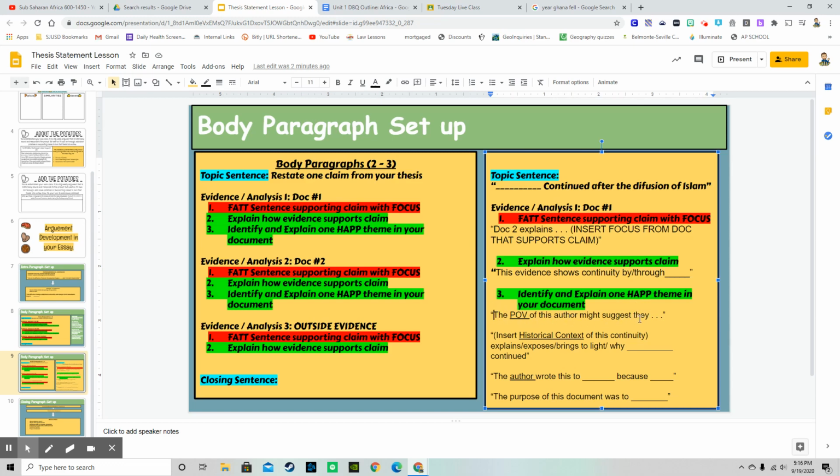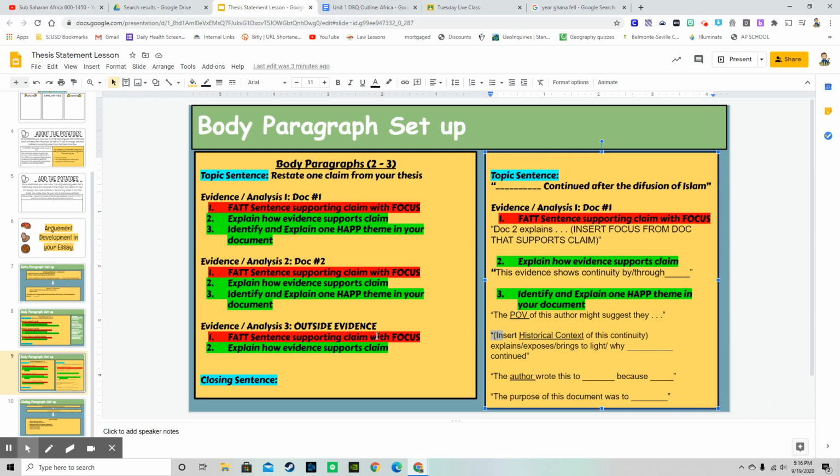The point of view of this author might suggest that what, and then explain why that point of view supports a continuity. Okay, this isn't just a 1-sentence answer. This is a 2-sentence answer as well, if not a really long 1 sentence. Okay, you can do the same thing with historical context. So insert historical context, explain, expose, brings to light why what continued. The author wrote this because of this. This explains continuities in Islam, or continuities in the sub-Saharan region after the diffusion of Islam by what? The purpose of this document was to what? Which allowed what continuities in the region of the sub-Saharan region.